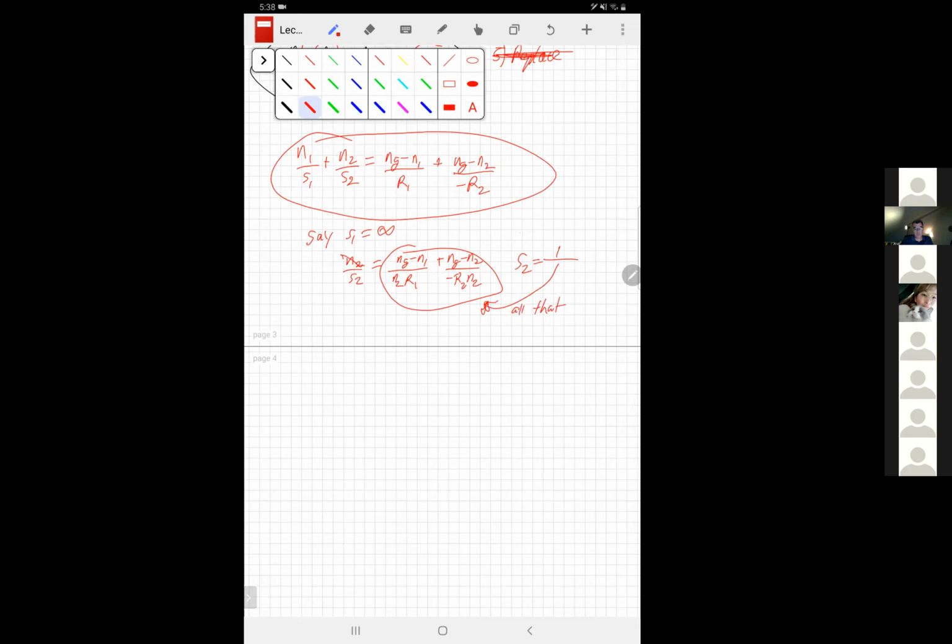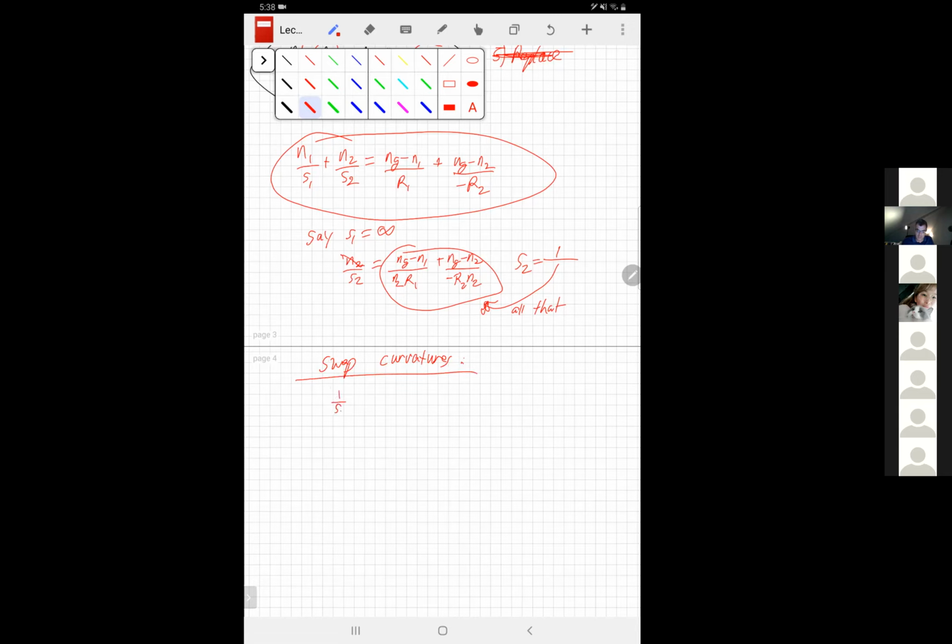Well, then somebody says, you know what? I'm going to swap around the radii. I'm not going to swap the media. I've still got air on one side and water on the other side, but I'm going to swap the curvatures. Okay. So we swap the curvatures. And we still say S1 is infinity. We're still sending in our rays parallel to the axis from the left, just like I was doing in Zemax the whole time.